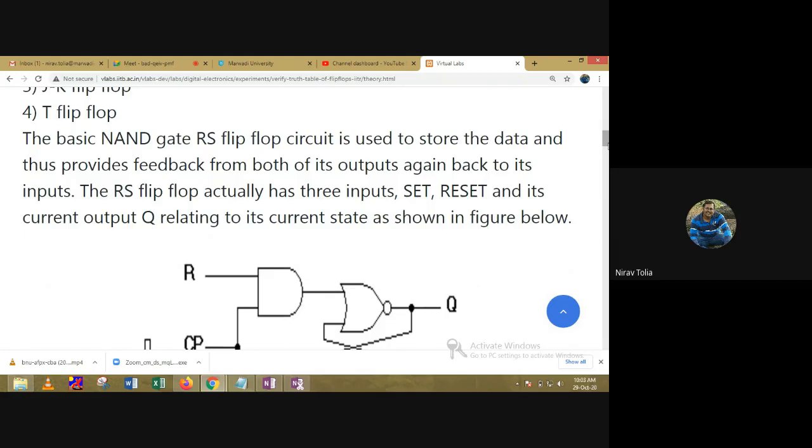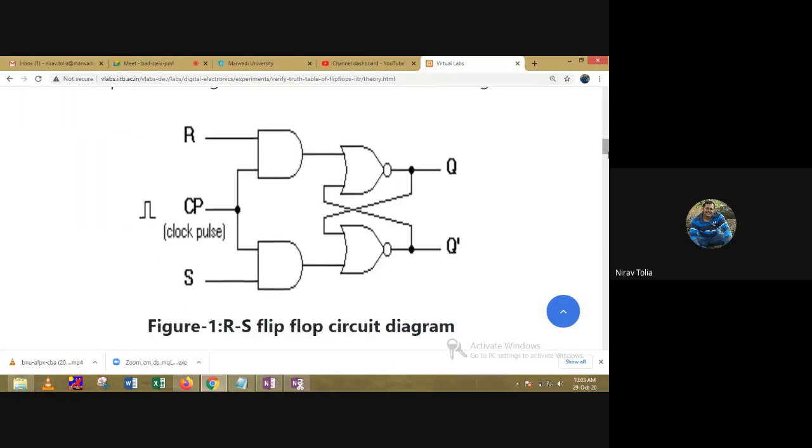Okay, so it actually has three inputs. One is the set, another is reset, and the third input is the clock pulse. And it has two outputs, Q and Q bar. So this is the generalized figure of the RS flip-flop circuit diagram with a clock pulse.